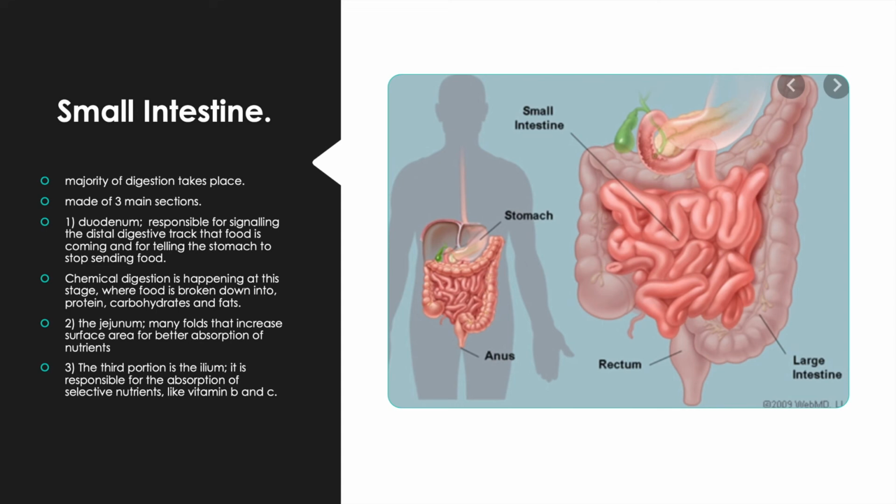The second section is the jejunum. This is the section of the small intestine that has many folds that increase surface area for better absorption of nutrients when the food moves through the intestine. The third portion is the ileum. It is responsible for absorption of selective nutrients like vitamin B and C.